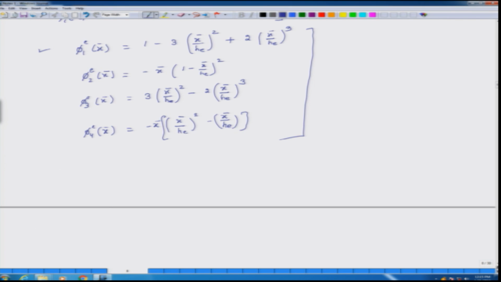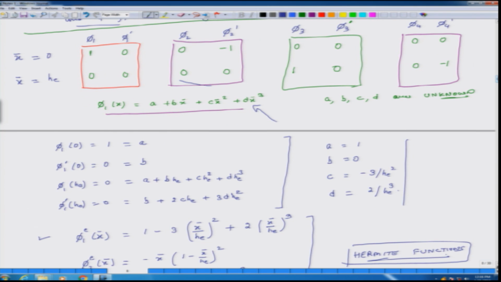So, these are my 4 approximation functions, and these are not Lagrangian functions, they are significantly different, and I call them Hermite functions. Okay. And if we verify, we will see that phi 1 is such that its values are like this, and same thing for phi 2, phi 3, phi 4.